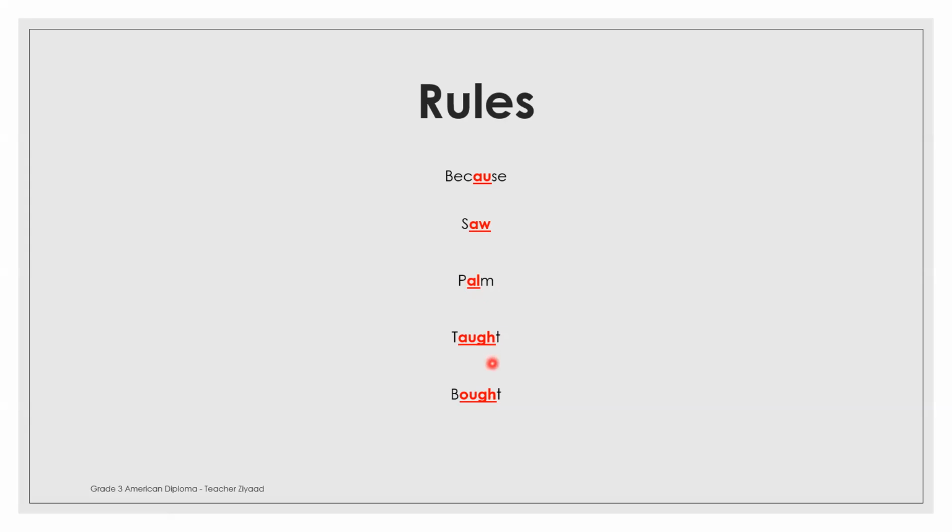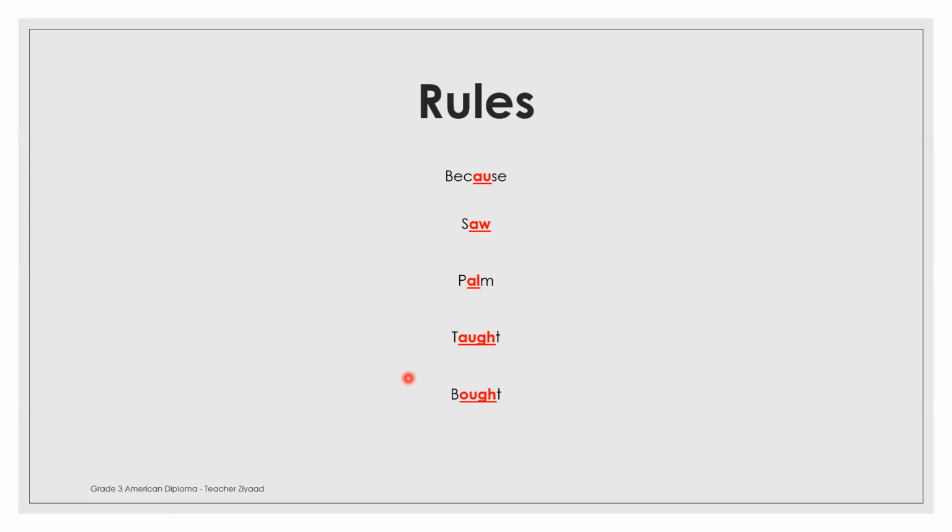The AUGH and the OUGH letter combinations make the O sound as well. They will be found in the middle of a word, never in the front. They will most likely have the letter T at the back of it when they make the O sound, like taught or brought or bought.